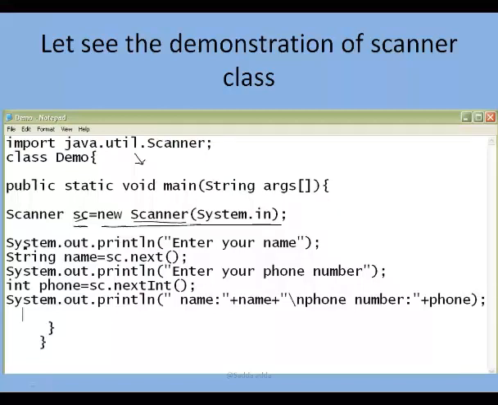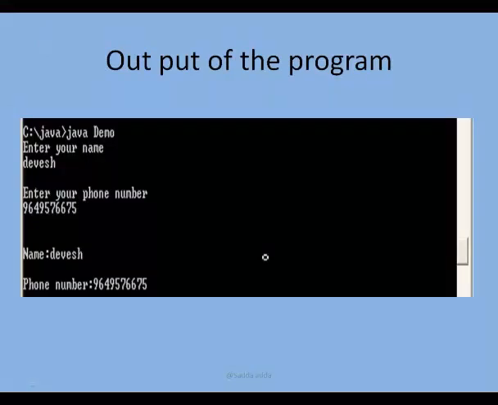From here we create the object of the Scanner class, we write something, we take some string value from the user and some integer value, and finally I am printing the name and the phone number which is entered by the user. So this is a simple program to take the input. He is taking the name and phone number of the user, and finally he is printing whatever you are entering. Let's see the output of this program.